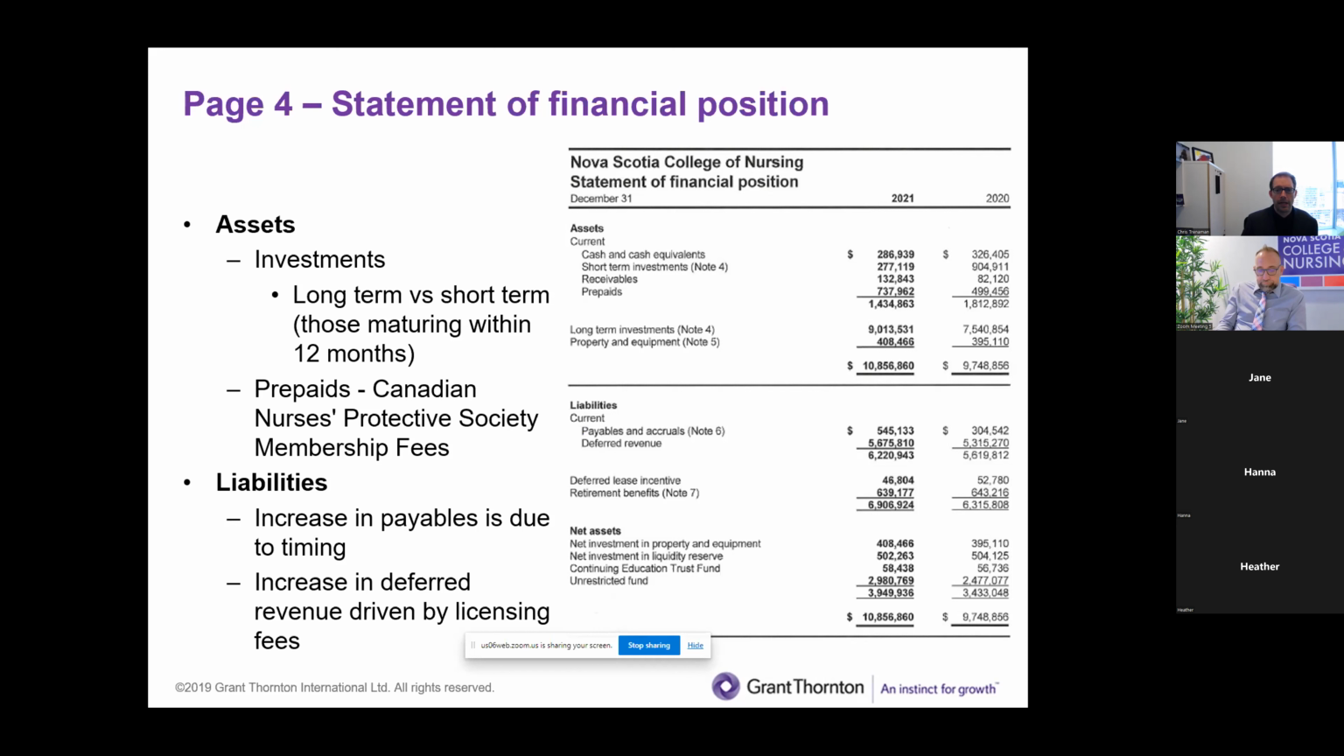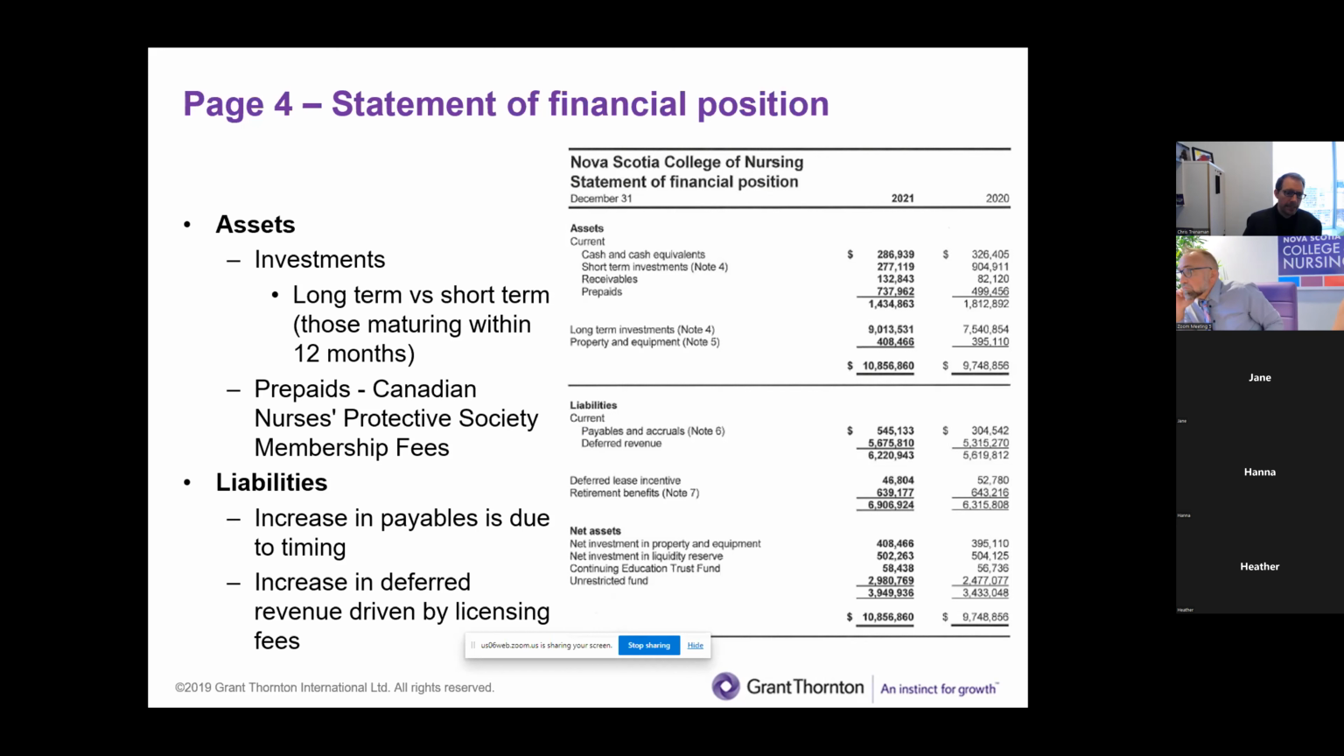Also in the current year, we see a bit of a swing in prepaids, moving from just shy of 500,000 up to 737 in the current year. And that's really largely driven by the Canadian Nurses Protective Society membership fees being paid in advance and still having balances owing throughout the next fiscal year.